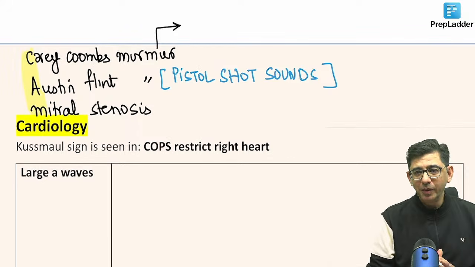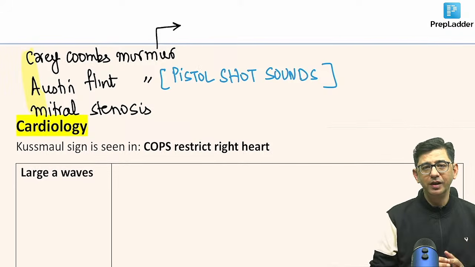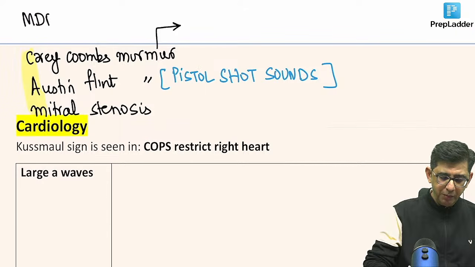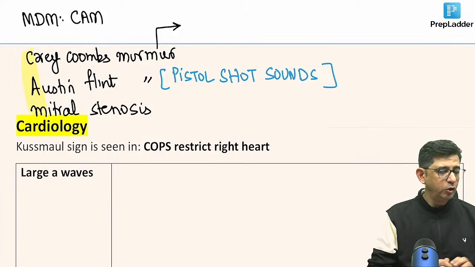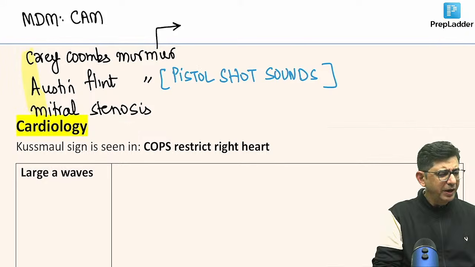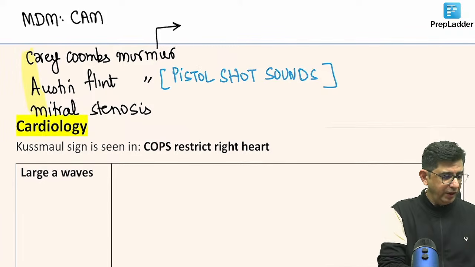Carey Coombs murmur, where do we get it? It is a condition where we get a mid-diastolic murmur. So the mnemonic to be remembered for these three mid-diastolic murmurs is CAM. That is, C is for Carey Coombs murmur, A is Austin Flint murmur, and M would be for traditional mitral stenosis, for which the diagnosis part will also be discussed. But yes, at this moment, you can let me know for Carey Coombs murmur initially, and then we can go ahead for the subsequent part.